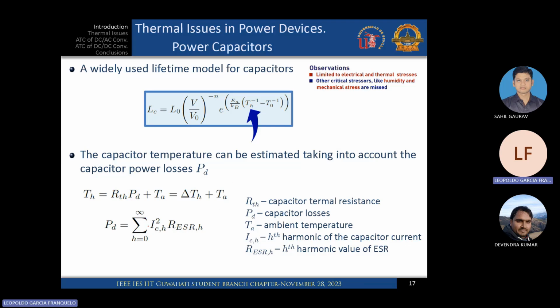So the temperature inside the capacitor can be calculated by multiplying the thermal resistance by the losses, assuming the ambient temperature. The losses can be calculated as the Joule effect in the ESR. Depending on the harmonics, or if the harmonic is constant, then we will take this out, and this will be the RMS.